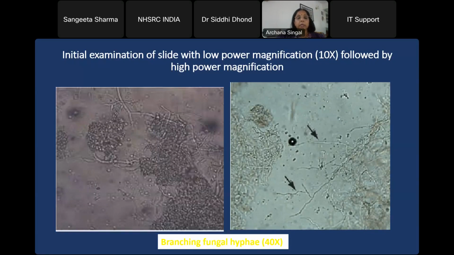So in the microscope, you see these branching septate hyphae, at low magnification. This is okay. Next.